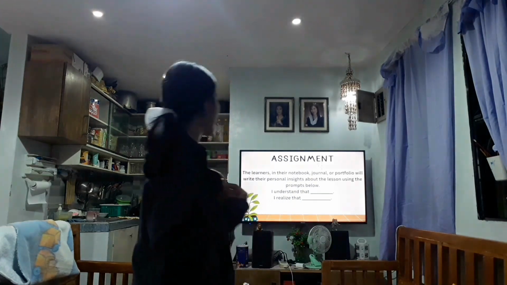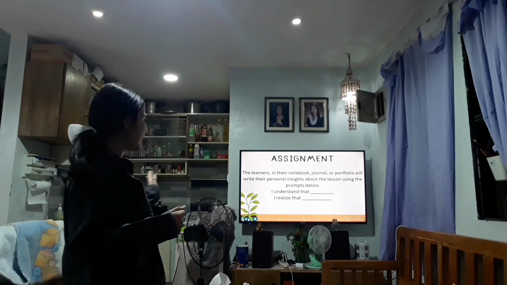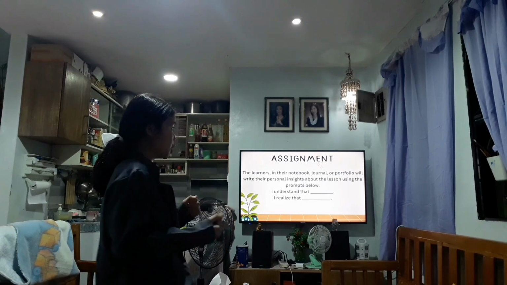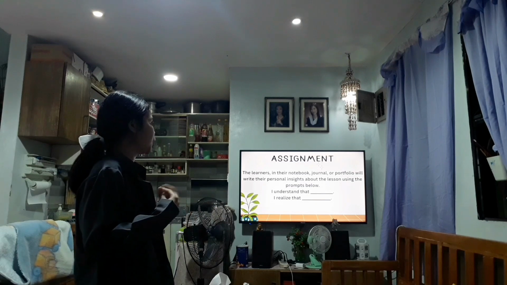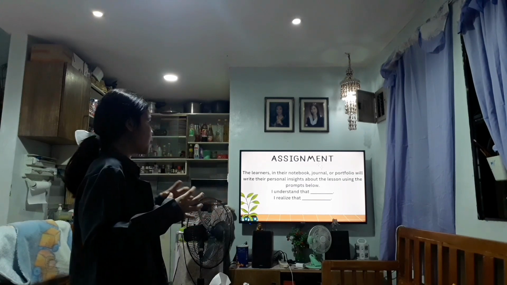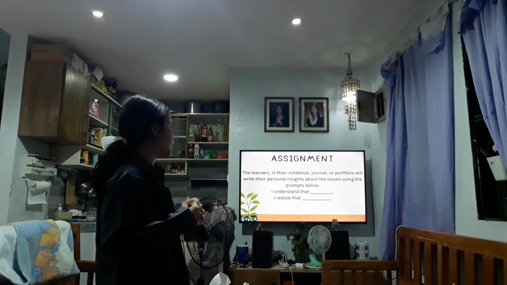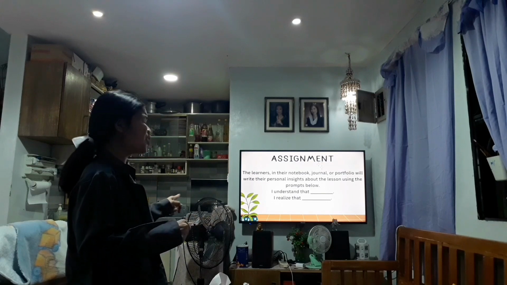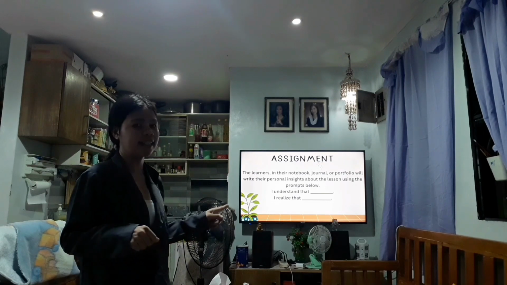So for our assignment, the direction is: the learners, in their notebook or journal, in our science journal or portfolio, will write their personal insight about the effects of force on objects using the prompts below. So, I understand that. I realize that.